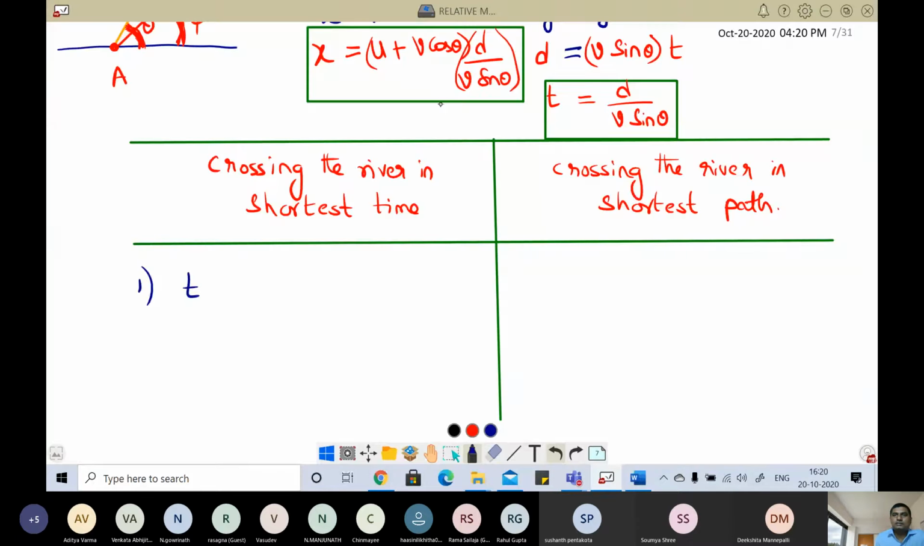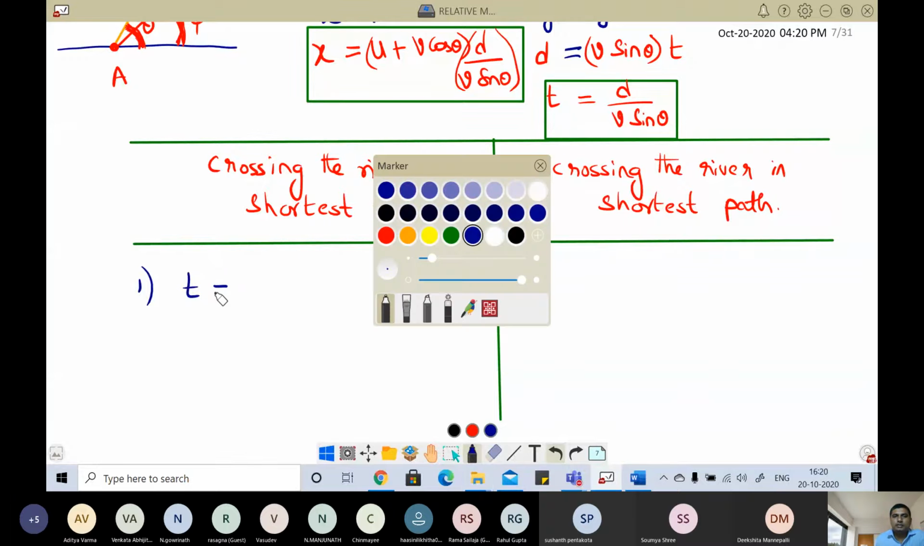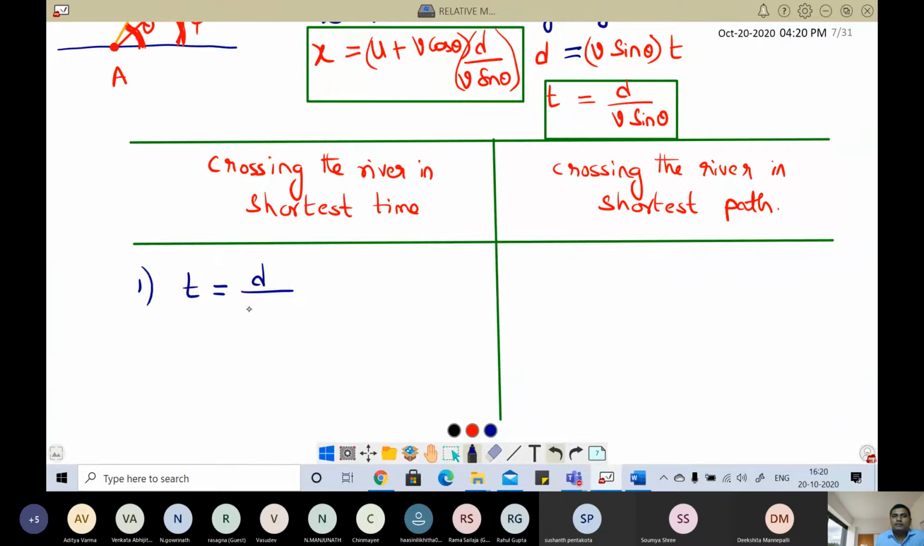Okay. So now just now we got the expression for time as t is equal to d by v sin theta. Now I want to cross the river in shortest time. That means this time should be minimum. So if this has to be minimum, then this has to be maximum. Correct? This has to be maximum. Then only this will be minimum.